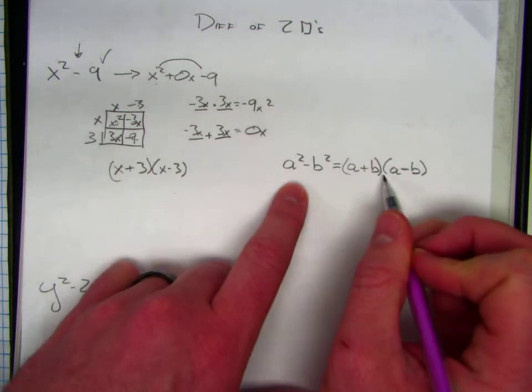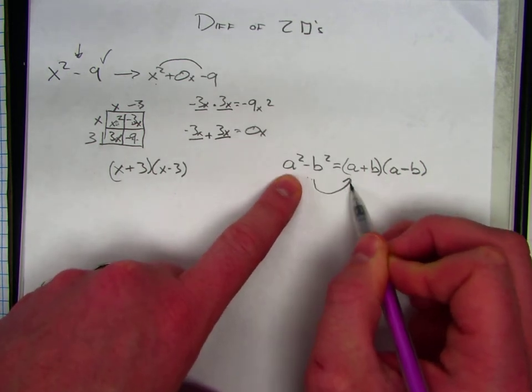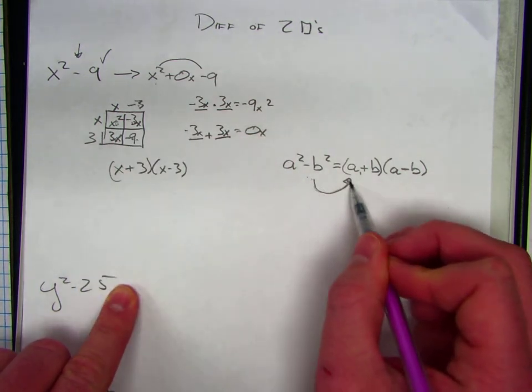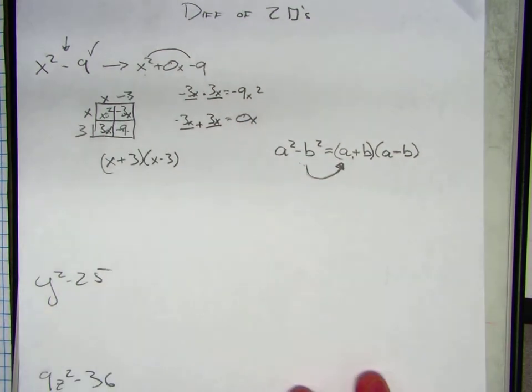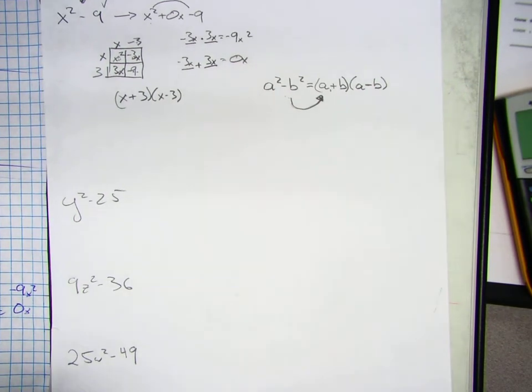This is my difference of two squares pattern, and I want you to get to where if you see this, boom, we can just write that. I don't have to do this box method every time because this pattern is always true. I'll zoom out so you can see the notes up top, but I've got 3 additional problems. So what you may want to do now is pause the video and work through these and then hit play to check your work.